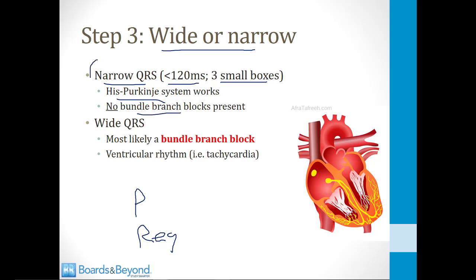The only way you get a narrow QRS is if conduction goes through the AV node, through the bundle branches, and through the Purkinje fibers normally. If you see a wide QRS rhythm, then most likely you're looking at a bundle branch block, especially if it's an ECG in a stable patient. The other possibility for a wide QRS complex is that it's some type of ventricular rhythm like ventricular tachycardia. This will usually be in a patient who is very sick.